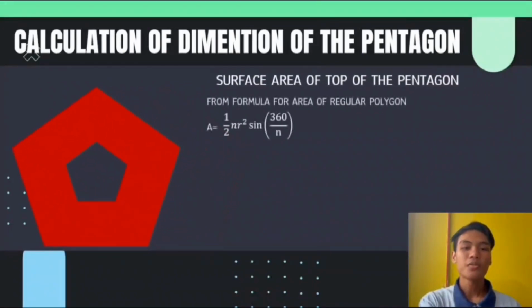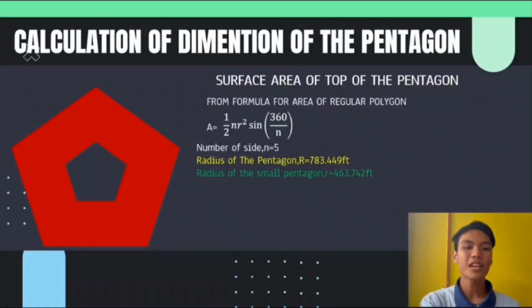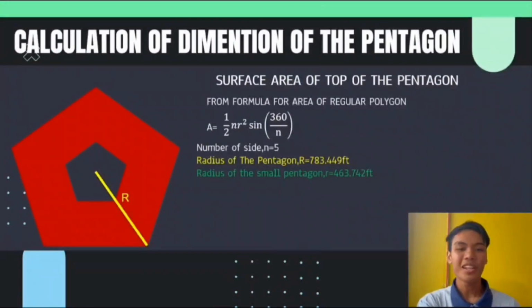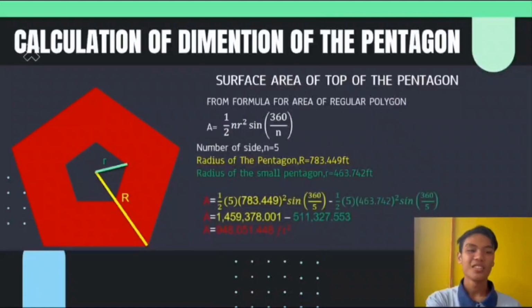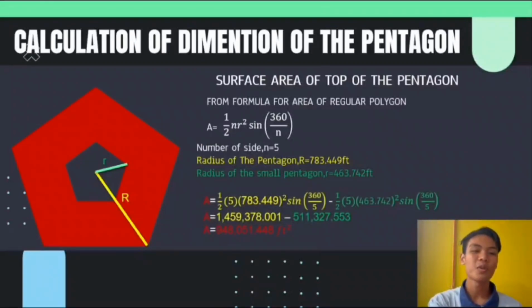So from the formula of area of a regular polygon, A equals 1/2 n r squared sin 360/n. The number of sides for a pentagon is 5, and the radius of the pentagon, capital letter R, is 783.449 feet. The radius for the small pentagon, which is the yard area, is 463.742 feet. So here are the radius for the pentagon and the small pentagon, which is the yard for the pentagon.